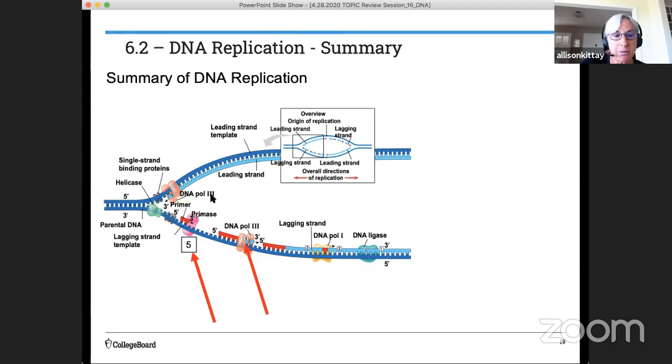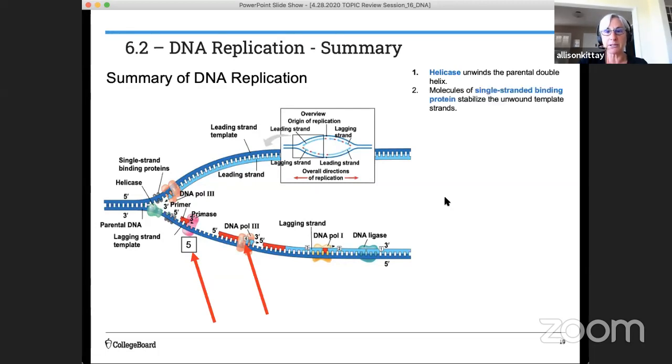We have DNA polymerase 3, DNA polymerase 1, and DNA ligase. So a good thing to do is make sure you understand the actions of all of the enzymes involved in DNA replication. What does helicase do? It unwinds the double helix, that parental double helix. These single-stranded binding proteins stabilize the unwound template strands so that those enzymes can hop on and do their work.